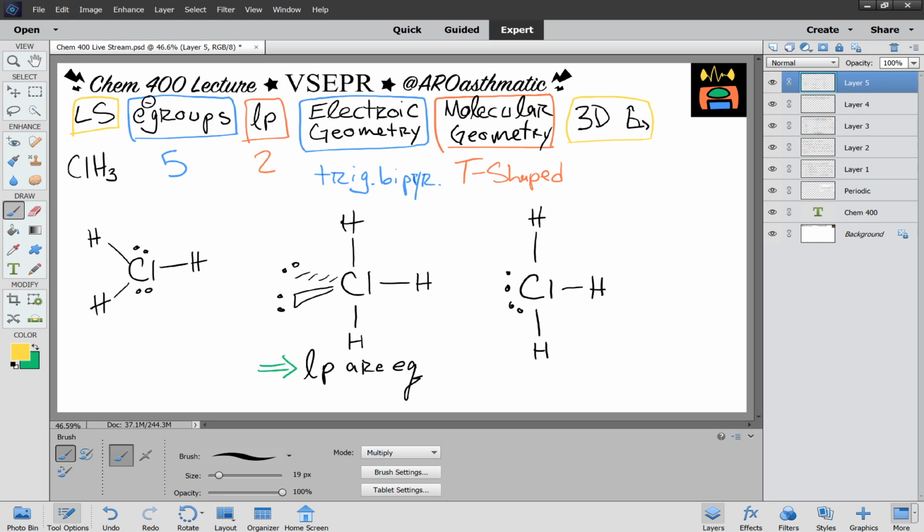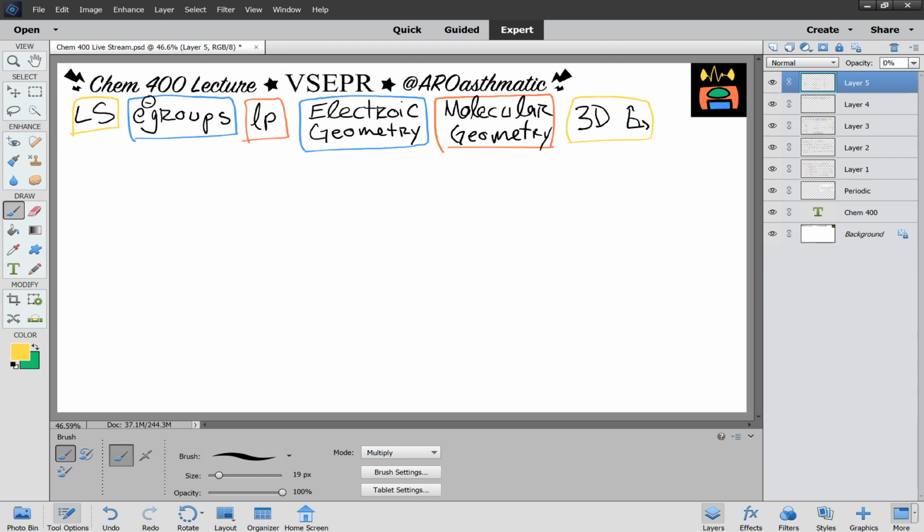Now, our bond angles, we only have to worry about one set because there are no other atoms in the equatorial position. So we just have the axial equatorial bond angle, which is pinched even harder because we have more lone pairs creating that repulsion. So there is trigonal bipyramidal geometry.